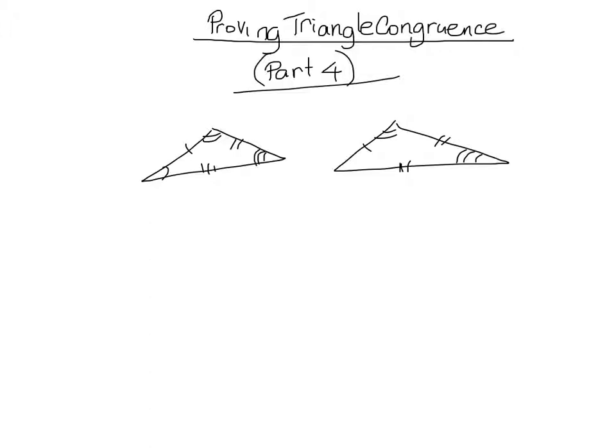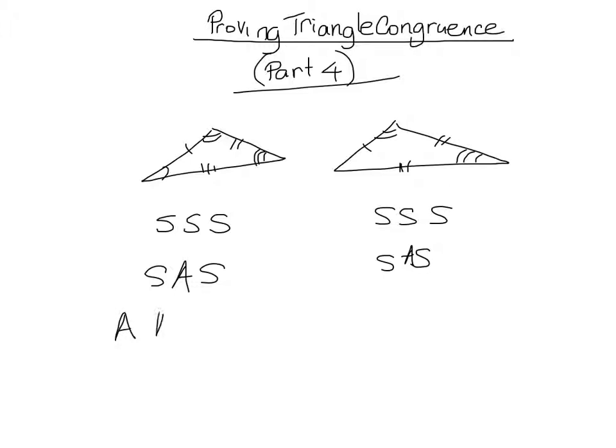All right, we also spoke about the fact that you don't have to check every single side and every single angle for congruence. You can prove that two triangles are congruent by checking all three sides, or you can check two sides and the angle between, or you can check angle, angle, side. So all of these situations will prove that two triangles are congruent.